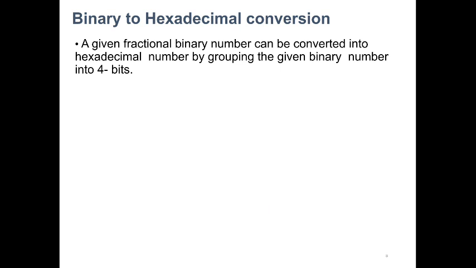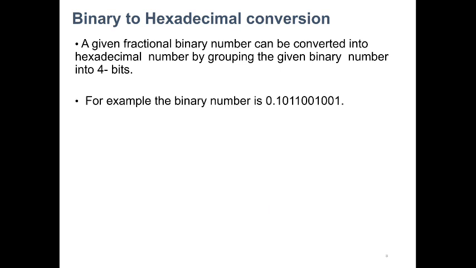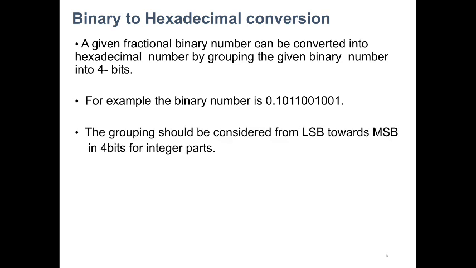So see, this is for the fractional term now. A given fractional binary number can be converted into a hexadecimal number by grouping the given binary digits into 4 bits. This is also exactly the same, but here I need to add zeros to my right side instead of left, because after the fraction, adding zeros to the left side makes no sense. So see, for example, the binary number is 0.10110010001. For that, the groups should be considered from LSB towards MSB in 4 bits for the integer part.